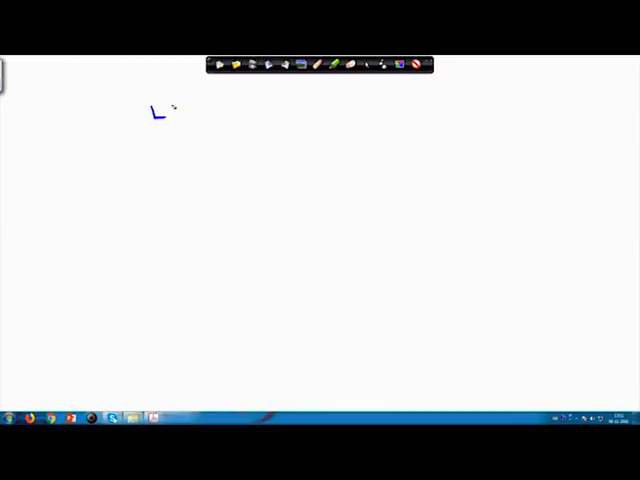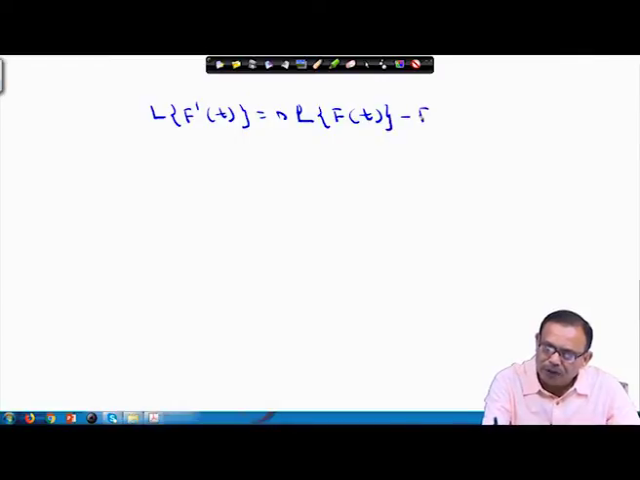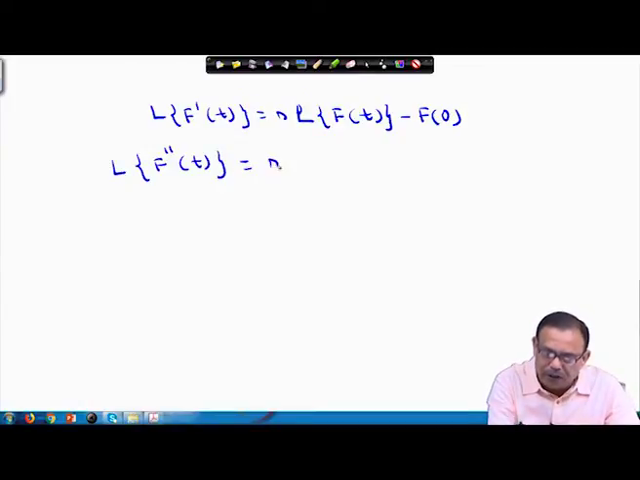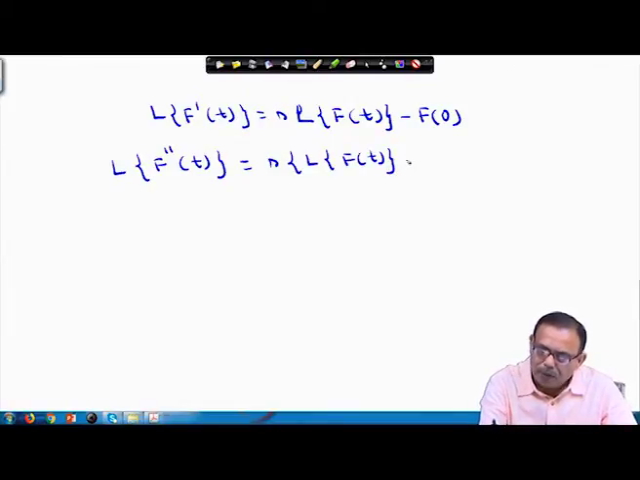One thing I know, we have already proved Laplace transform of f dash t is equal to s into Laplace transform of f t minus f 0. So, this we already know. From here, if you apply again, what will be the Laplace transform of f double dash t? It should be s into Laplace transform of f dash t minus f dash 0, because f is replaced by f dash. Here in this we have replaced f by f dash, your f dash is the function.